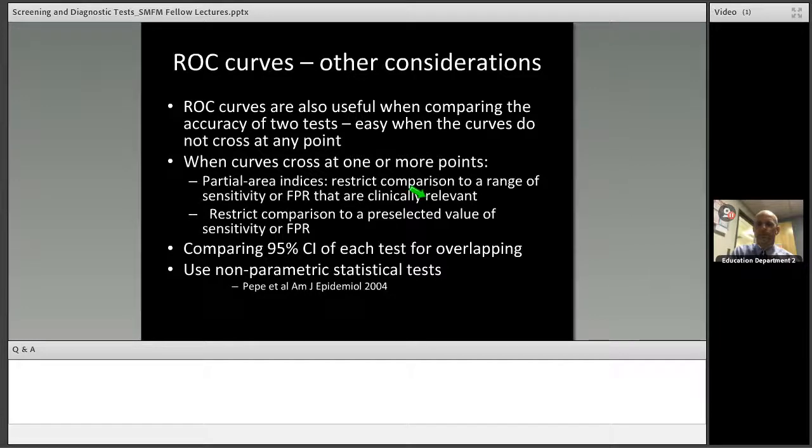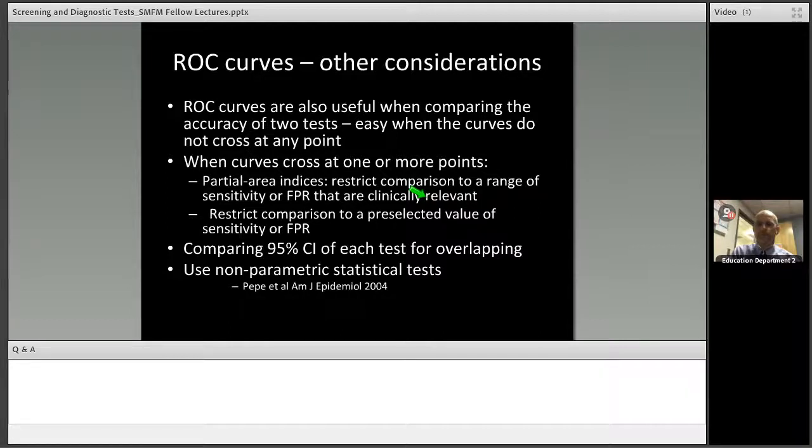So ROC curves are also useful when comparing the accuracy of two tests. This is easy when the ROC curves for the two tests do not cross each other. Then you can easily see, just by observing it in a very subjective manner, that one test is better than the other. But when the two curves cross each other, there are many other ways you can use the ROC curve to compare the tests.